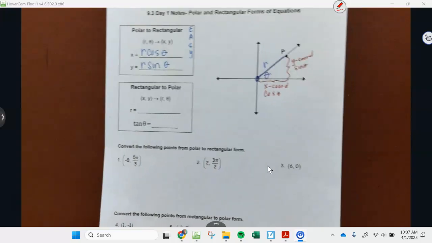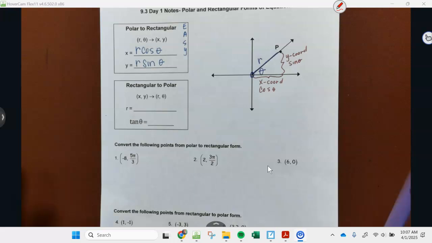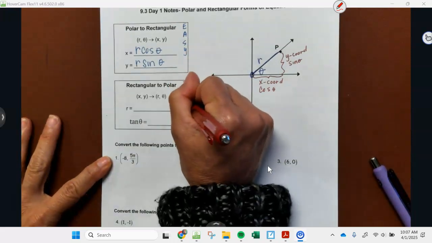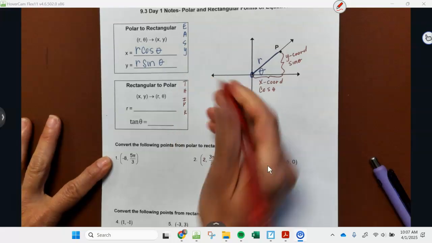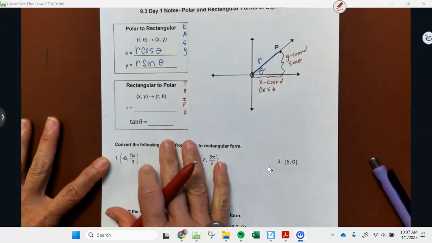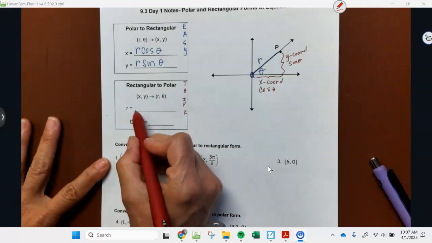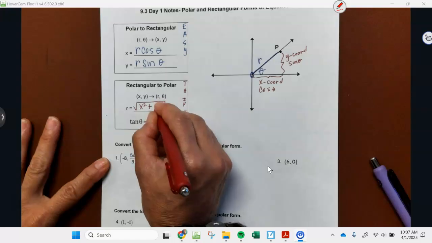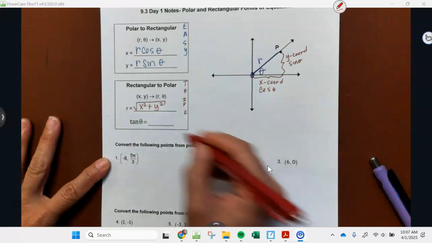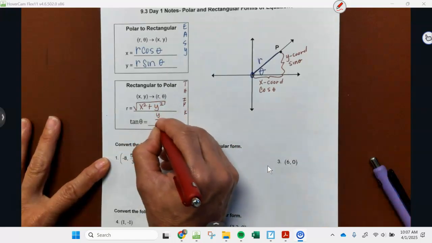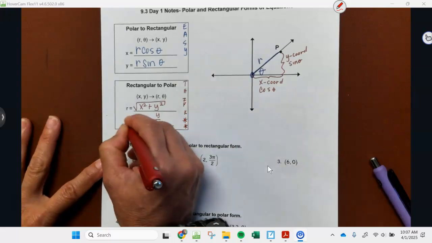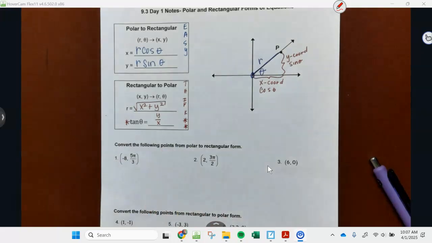And then for rectangular to polar, it's still easy, but you got to think about it. You got to match up some stuff here. So this does take some thinking. It's not just multiplying. The R value is the square root of x squared plus y squared. The tangent value is y over x. But you got to think about what's going on with this tangent value. And I'll talk about that when we get there.